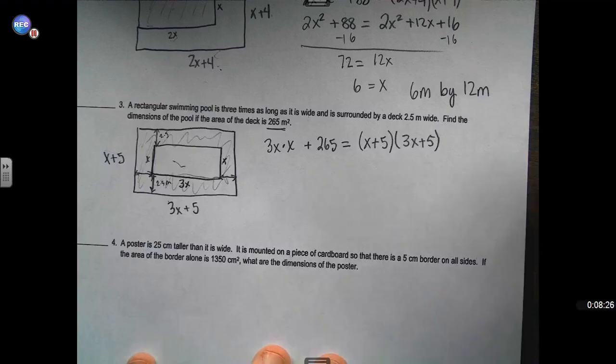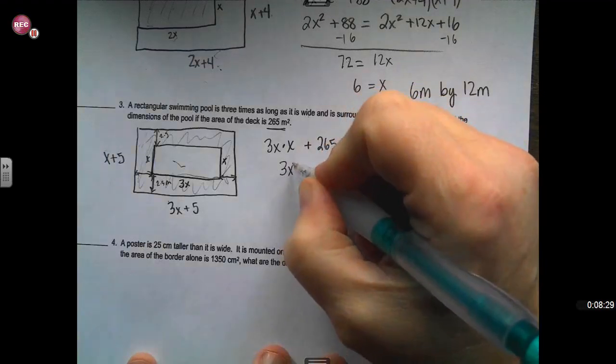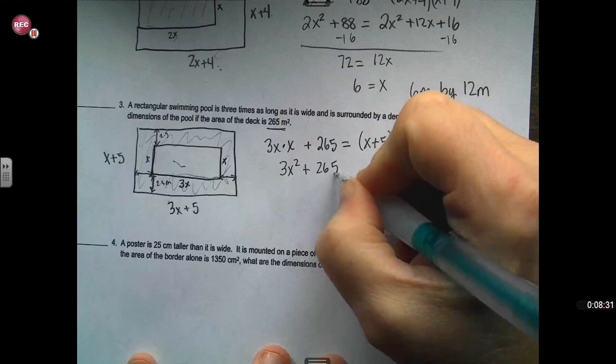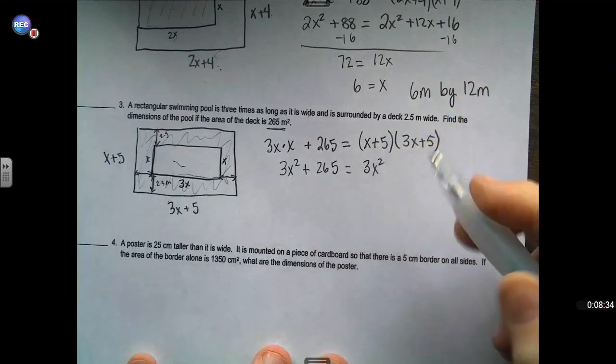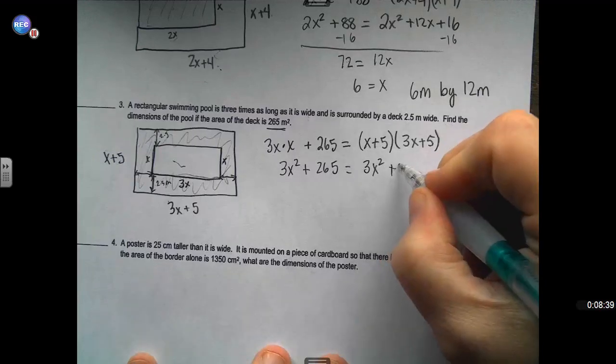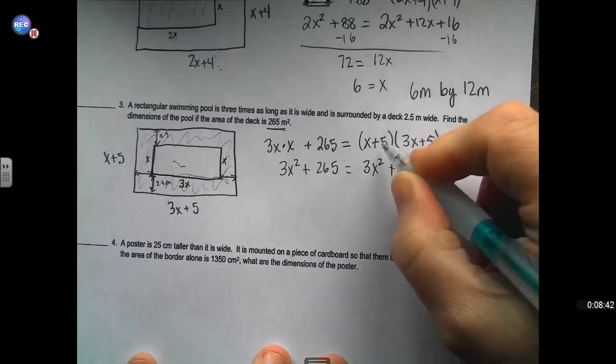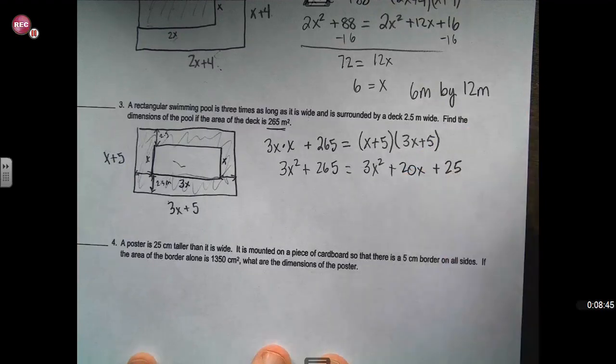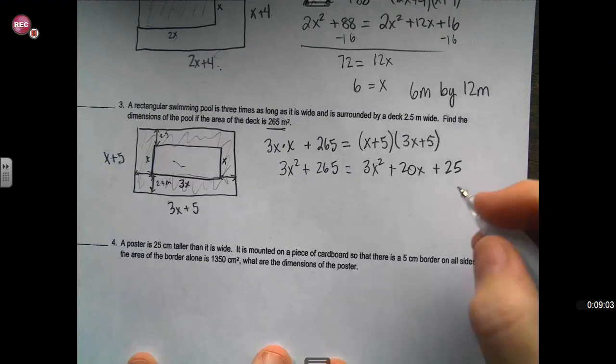And so then again, we can write 3x squared plus 265 equals 3x squared plus 5x plus 15x, which is plus 20x, plus 5 times 5, 25. And again, notice that the squared terms drop out. Eventually, we're going to get to problems where those squared terms are not going to drop out. And then we'll solve the quadratic equation. Okay, that's what we're leading up to. But in these problems, those squared terms are going to drop out.